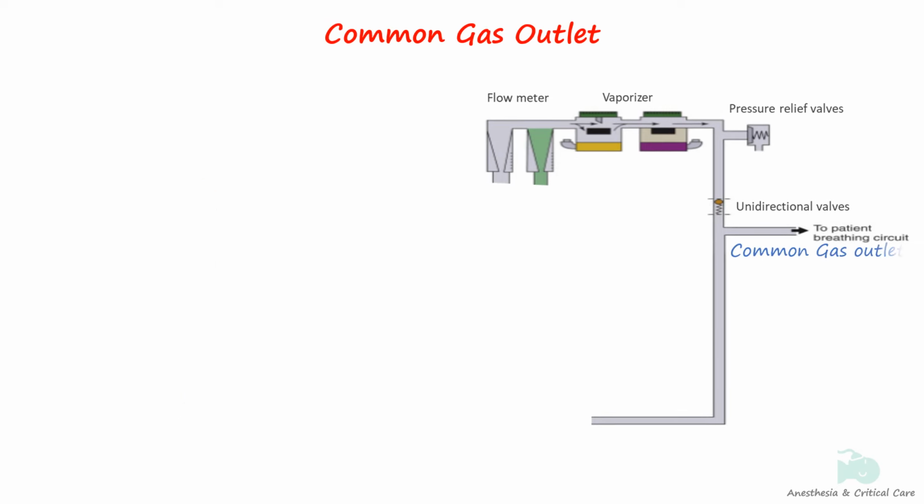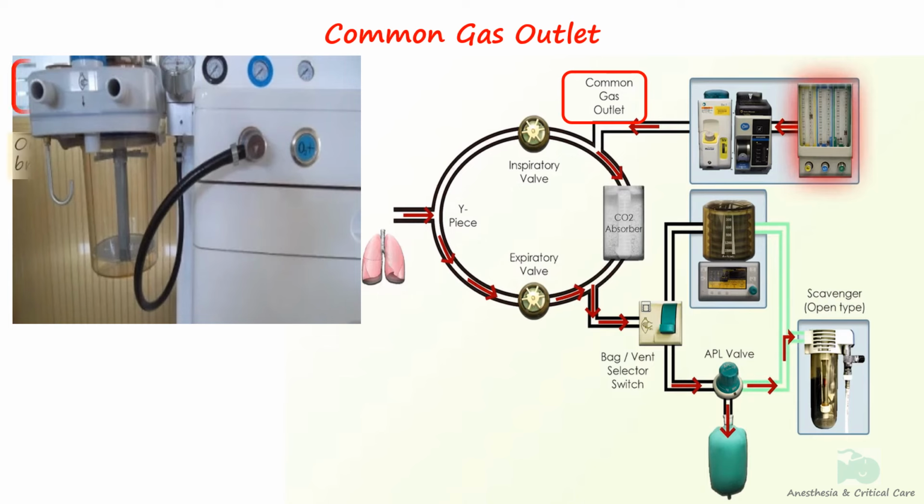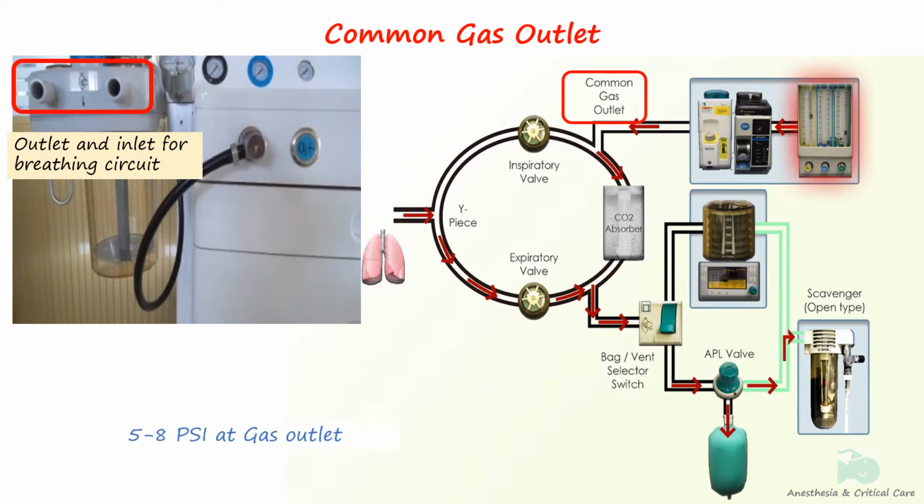Common gas outlet receives all gases and vapors from the machine and delivers the mixture to the breathing system. This connects to the anesthetic breathing circuit to deliver the combined product of gases and anesthetic agent to the patient. The pressure delivered at outlet is 5 to 8 psi.